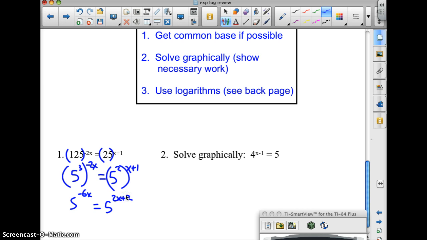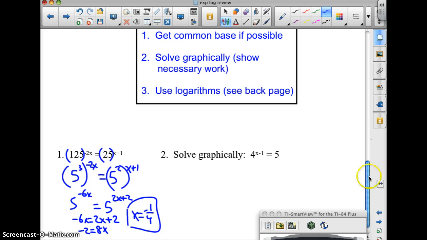Now, once you have like bases, you can drop the bases and set the exponents equal to each other. -6x equals 2x plus 2. I can subtract 2x from both sides, or I can add 6x to both sides and subtract the 2. I get -2 equals 8x. So I am going to get x equals -1/4. Okay, there, solve for x.